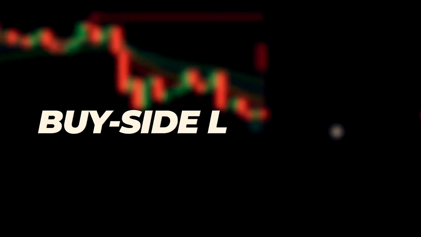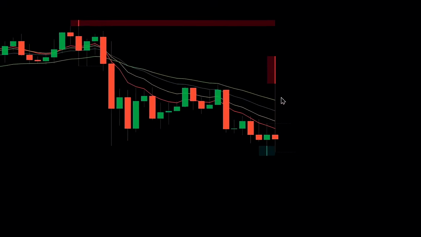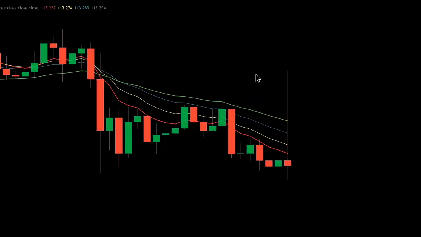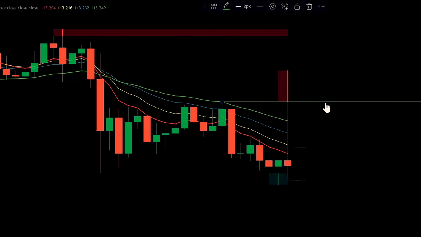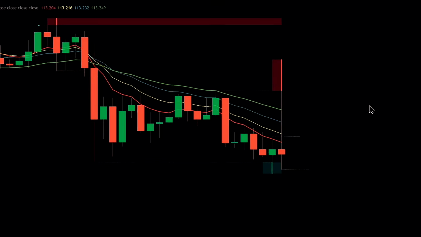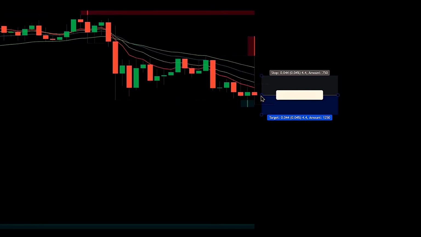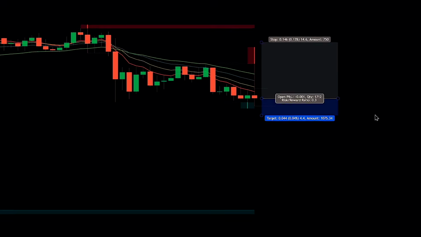For a short setup, it's the opposite. Find a buy-side liquidity sweep using the LuxAlgo indicator. The thin red line marks the liquidity level, and if a red rectangle appears over a long wick, that confirms the sweep. But before entering, check that the market is in a downtrend by using the EMAs the same way as before, just in the opposite order. If they confirm the bearish trend, enter a short trade. Place the stop loss above the recent swing high and target 1.5 times the risk for your profit.